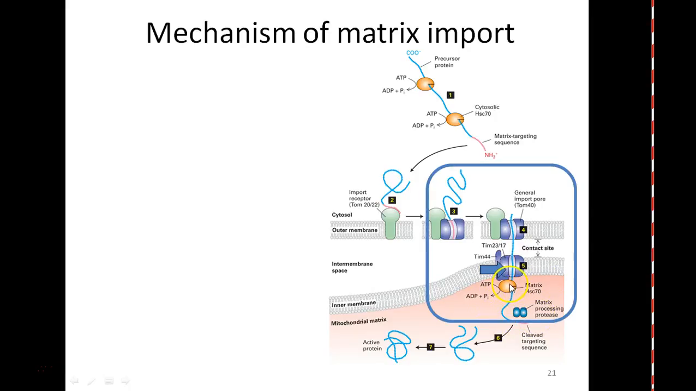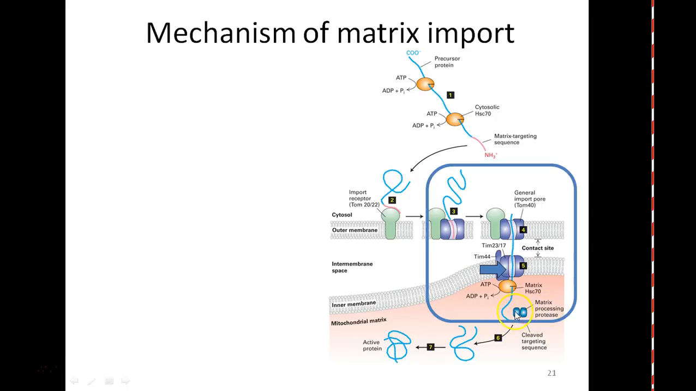And also in the matrix we have chaperones, a different category of chaperones. They are called matrix chaperones. They are different from cytosolic chaperones. They sit in the matrix, and here at the bottom of this TIM complex, they use ATP energy and act like a motor to pull this peptide inside. Using that ATP energy, they are pulling this protein inside the matrix.